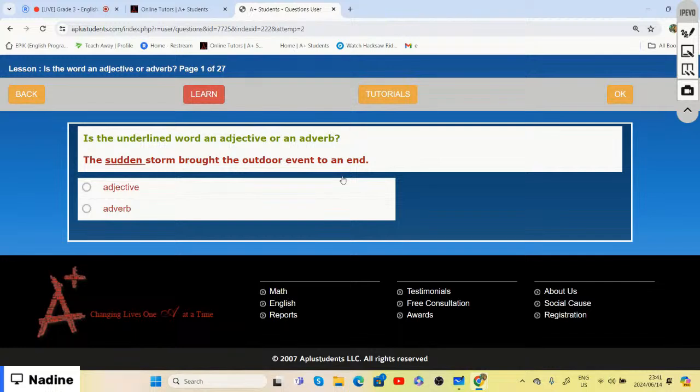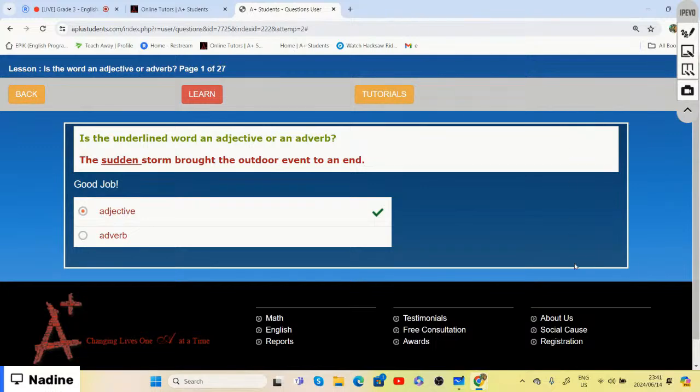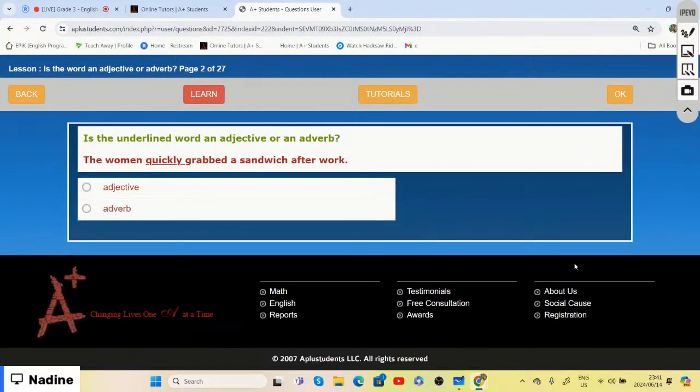All right, so if we were to choose the correct one, then we would say the sudden storm. So, half of you are saying adverbs, some are saying adjective, right? And it is an adjective. Storm is a noun, right? Which means that we had to choose an adjective to describe the storm.